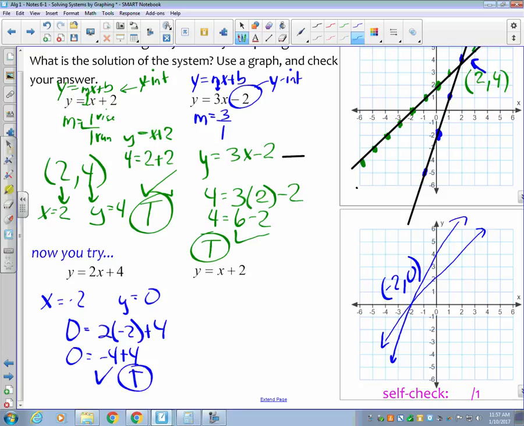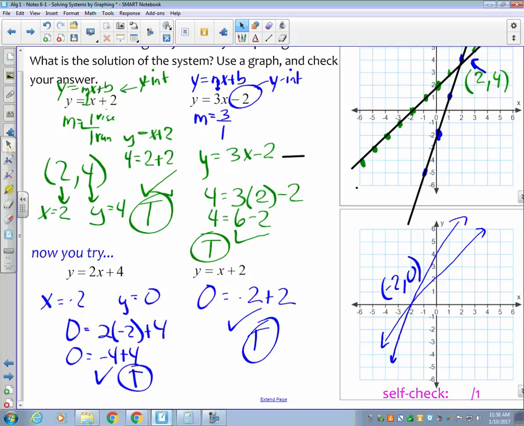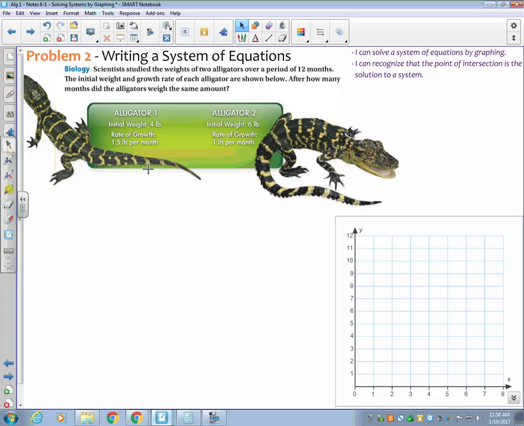You do the same thing with this guy. You make y 0, make x negative 2, and then you ask yourself, is negative 2 plus 2 equal to 0? Yes. So that checks out. That's true. So make sure you're watching when a question is asking you to check your answer. It just wants you to plug the x and the y into both equations.